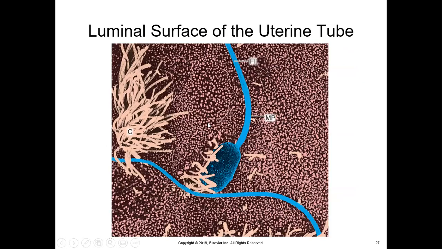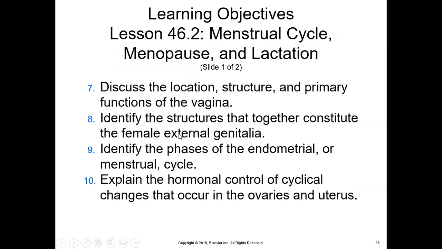This is just an electron microscope graph of sperm. This is the wall of the uterine tube, the cilia. Okay, now we're going to talk about the menstrual cycle, menopause, and lactation.